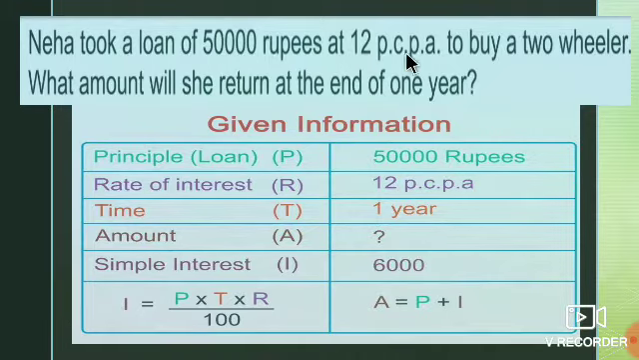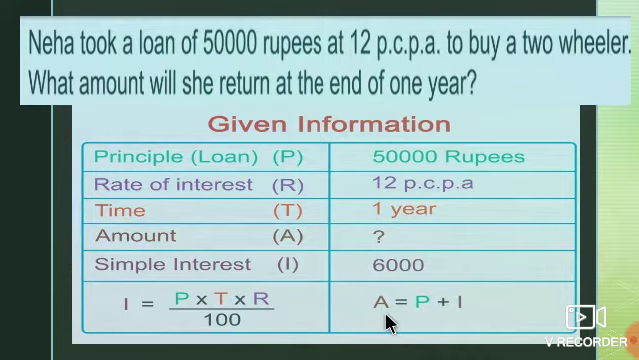Now what is meant by 12 PCPA? PC means percent and PA means per annum. Annum means year. So 12% per year. So the rate of interest is 12 PCPA or 12%. To buy a two-wheeler, what amount will she return at the end of 1 year? So the time is 1 year. The amount and the simple interest we have to find out here. After solving it, you can write the answer here.